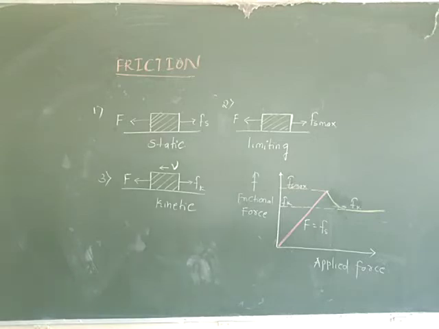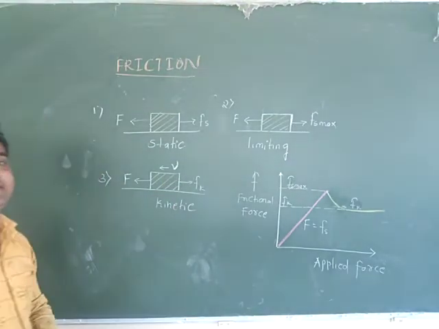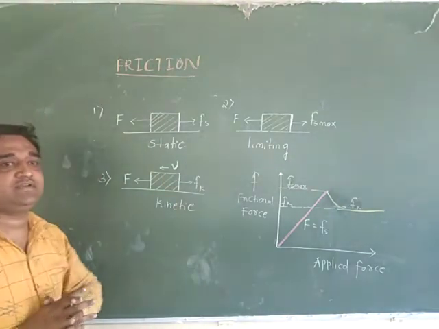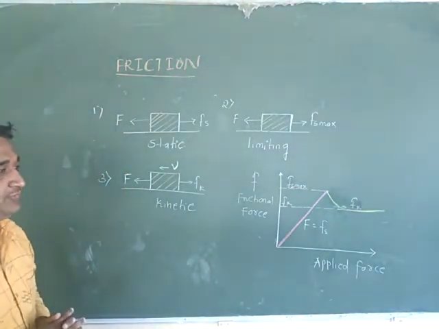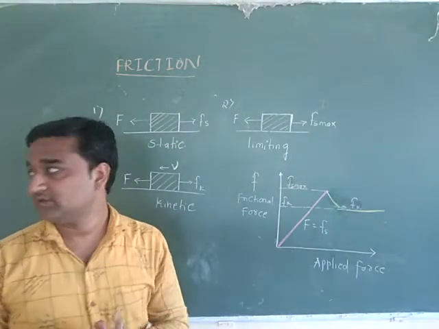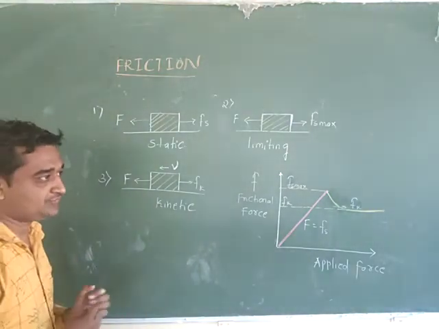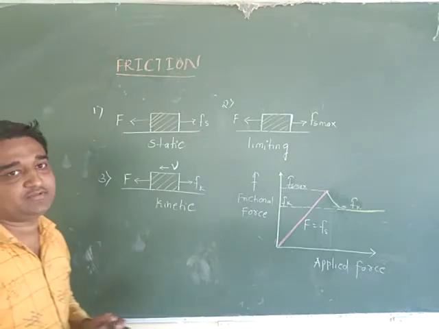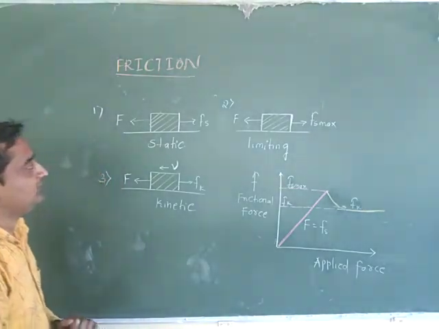Now let us discuss the types of friction one by one. What is static friction, limiting friction, and kinetic friction? Frictional force is a self-adjusting force. That means when the applied force is equal to 0, the frictional force is also equal to 0, right? And when the applied force increases, the frictional force also goes on increasing, right?